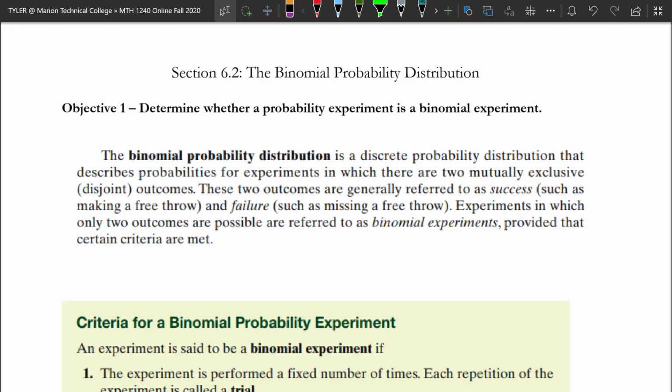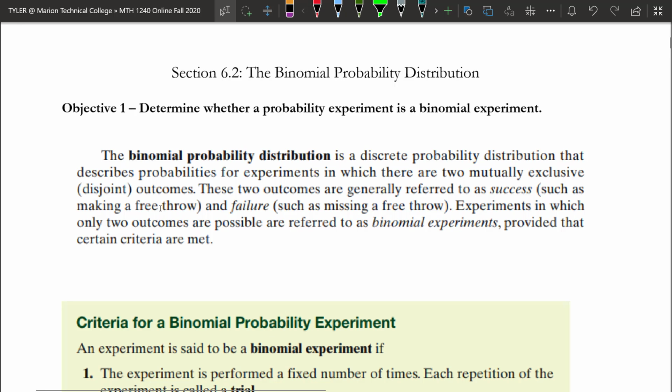Hi, so this video is going to go over section 6.2, which is titled the Binomial Probability Distribution. This will be the last section we'll cover in chapter 6. The first thing that we want to do is just talk about what a binomial probability experiment is.